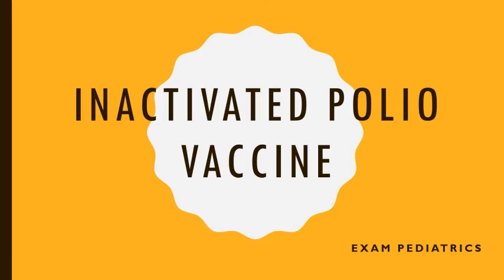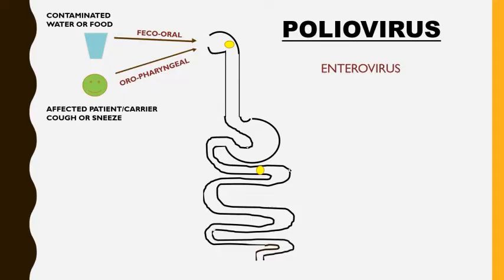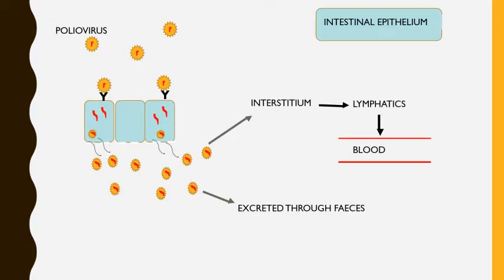Today, let's learn all about the inactivated polio vaccine that protects us against poliomyelitis. Poliomyelitis is caused by poliovirus, which is an enterovirus, and it enters our body through the mouth, that is through the fecal-oral route from contaminated food or water, or the oropharyngeal route via droplets when an affected patient or carrier sneezes or coughs. The virus enters through the mouth and binds to the receptors on the mucosal cells in the oropharynx and small intestine. Virus enters the cell and replicates.